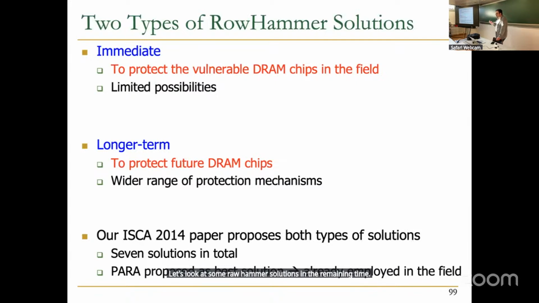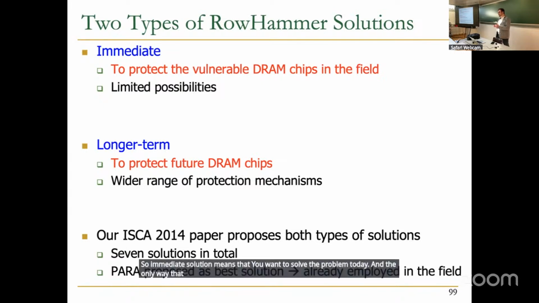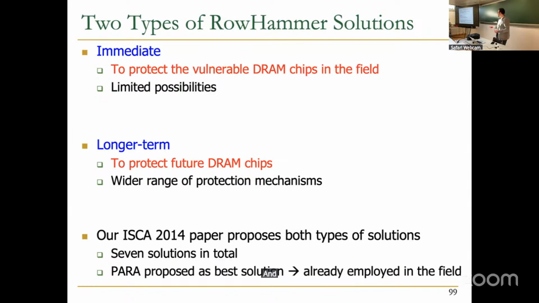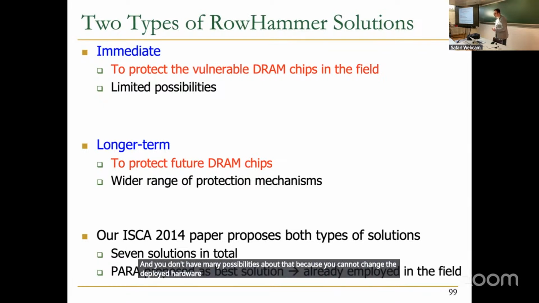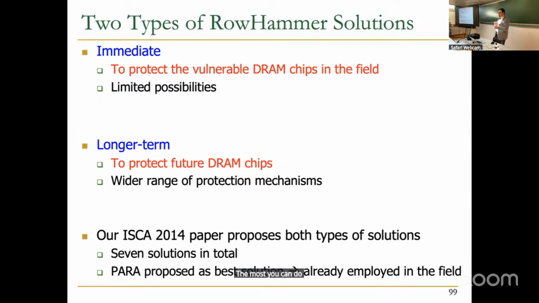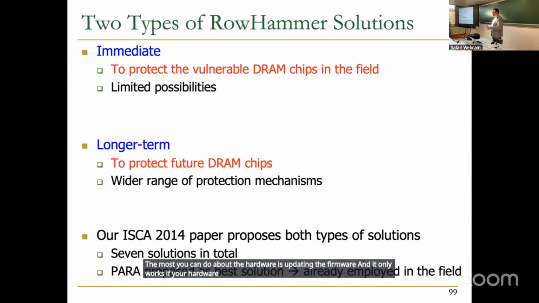So this 2014 paper defines two sets of solutions, one immediate, one longer term. Immediate solution means that you want to solve the problem today. And the only way that you can do that is via software patches. And you don't have many possibilities about that because you cannot change the deployed hardware. You can only update the software, right? The most you can do about the hardware is updating the firmware. And it only works if your hardware is already programmable or already supports the new features that you will introduce.